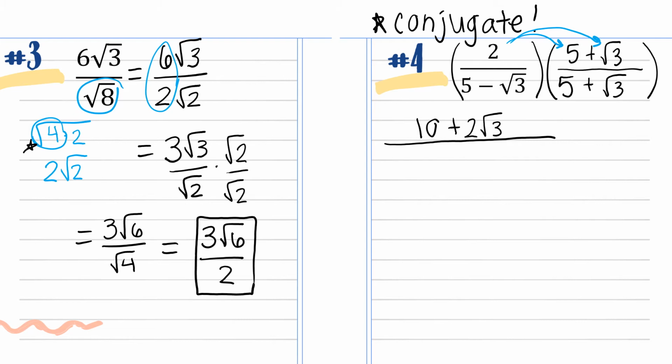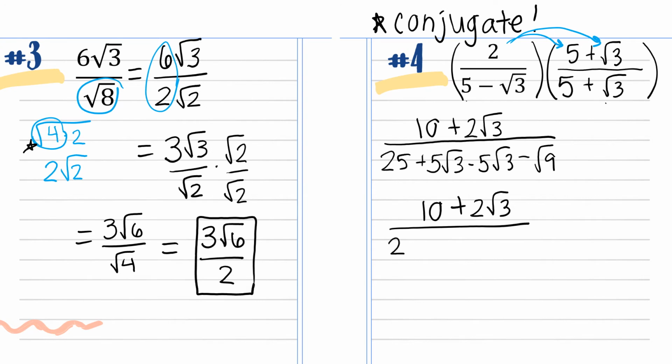So here, remember, multiplying binomial times binomial, we want to go ahead and FOIL. I'm going to start by multiplying 5 times 5, and I will get 25. Now I want to multiply my outside numbers, so 5 times positive root 3 gives me a plus 5 root 3. My inside numbers are a negative root 3 times 5, so that gives me a minus 5 root 3. And then finally, I have negative root 3 and positive root 3, which gives me a negative square root of 9. Now there's a lot of simplification that I can do in that denominator. So I'm going to keep my numerator as 10 plus 2 root 3.